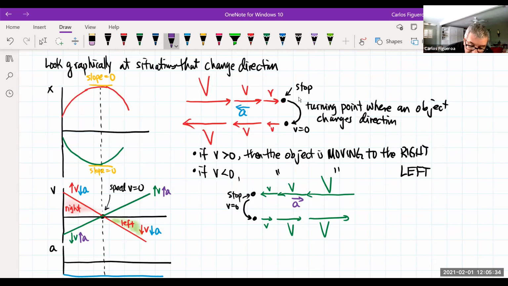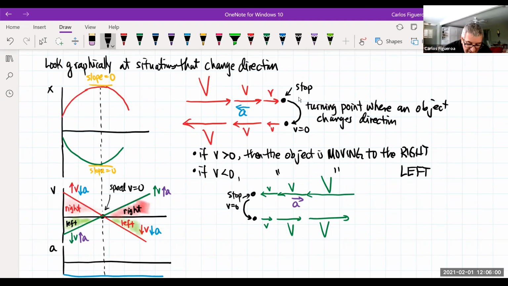But look at the shaded areas. If you look at the shaded areas, look at this. If it's in this direction, it must be going where? It must be going left because it's negative. If I come over here, because it's positive, it's moving where? It's moving to the right.